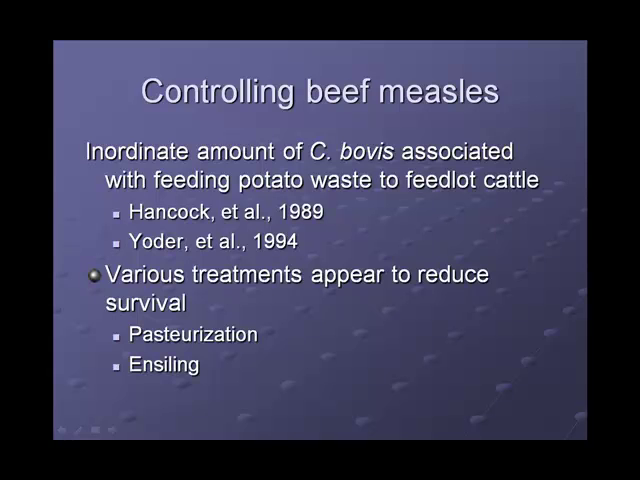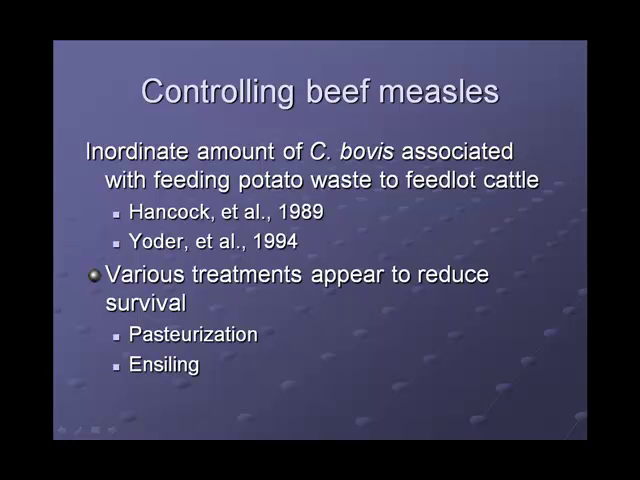This can be managed by handling those feedstuffs in an appropriate manner, and again, for the potato slurry, it's been shown that either pasteurizing it or ensiling it both appear to be effective in inactivating these proglottids, but in the absence of doing anything, this does seem to pose a risk when you're feeding those waste byproducts.